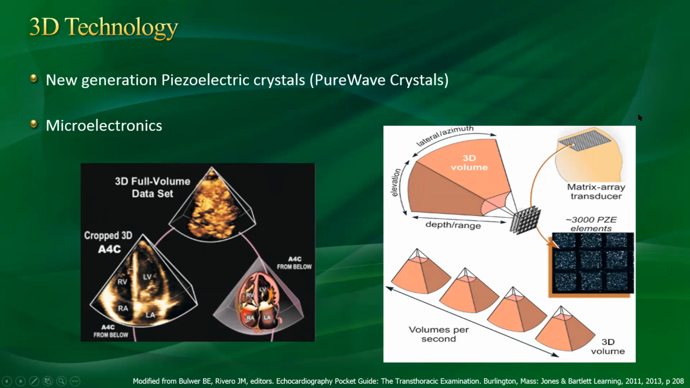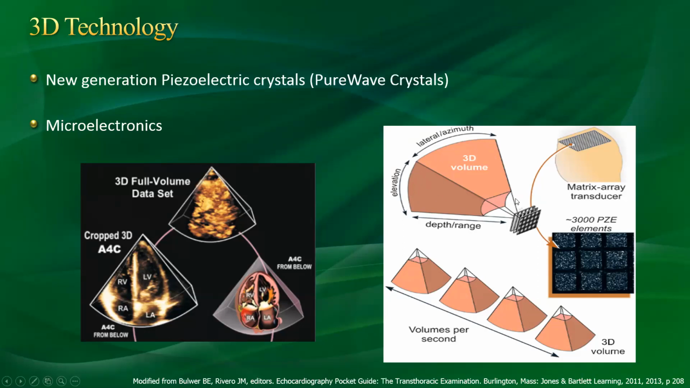echocardiogram. So here, as I said, this is your probe. You have your crystals embedded in those microelectrons, between 2,500 and 3,000 elements in it. And once you emit an ultrasound beam, you're going to send a pyramid-shaped ultrasound beam to acquire the data.